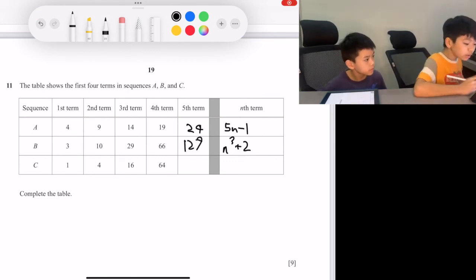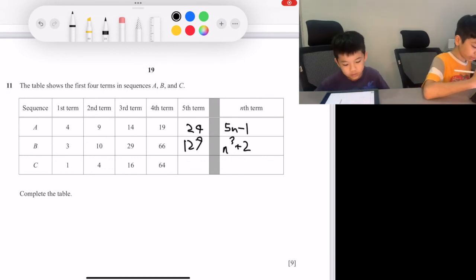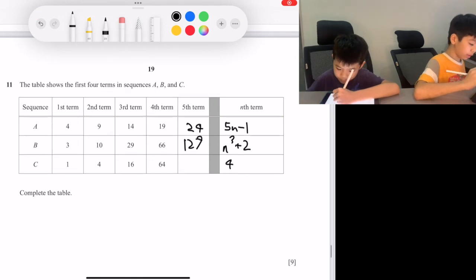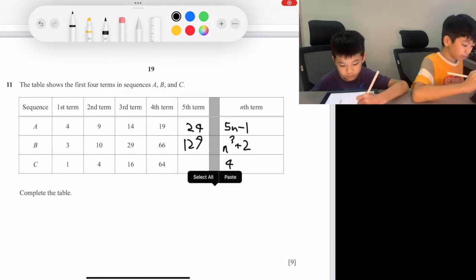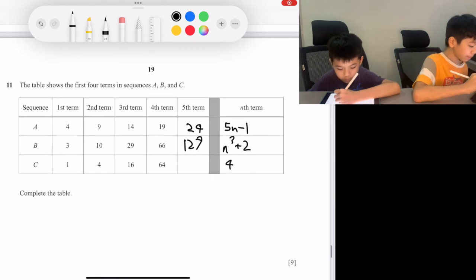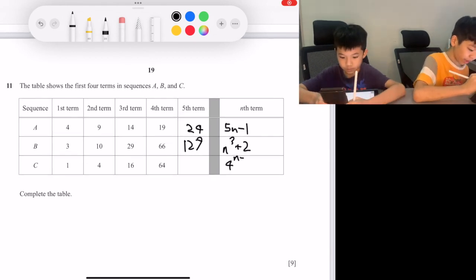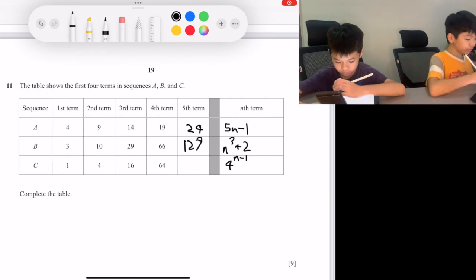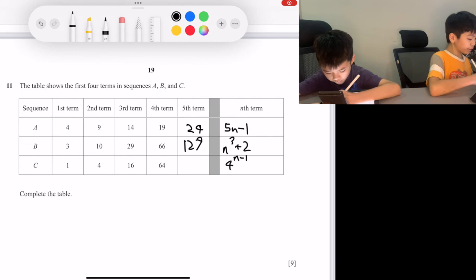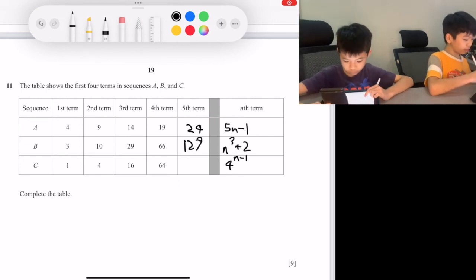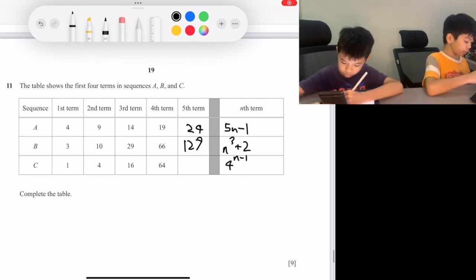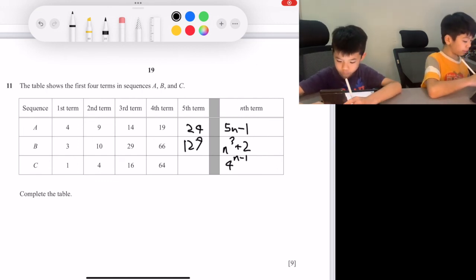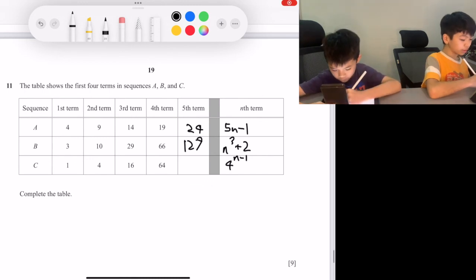Then for this one, it's increasing, multiplying by 4. So we know it's 4 to the power of something. The first term is 1, the second term is 4. So to get 1, it needs to be 4 to the power of n minus 1. So 4 to the power of 0 is 1, 4 to the power of 1 is 4, 4 squared, 4 cubed, and then 4 to the power of 4 is 256.